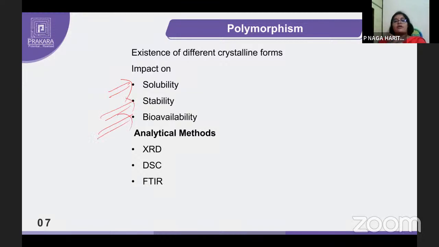So how does it impact solubility? The polymorphs with higher energy states are typically more soluble, whereas certain polymorphs may be more prone to degradation, which impacts the formulation stability. And also solubility differences directly affect the amount of drug absorbed in the body. So all these things together are going to affect the drug performance.